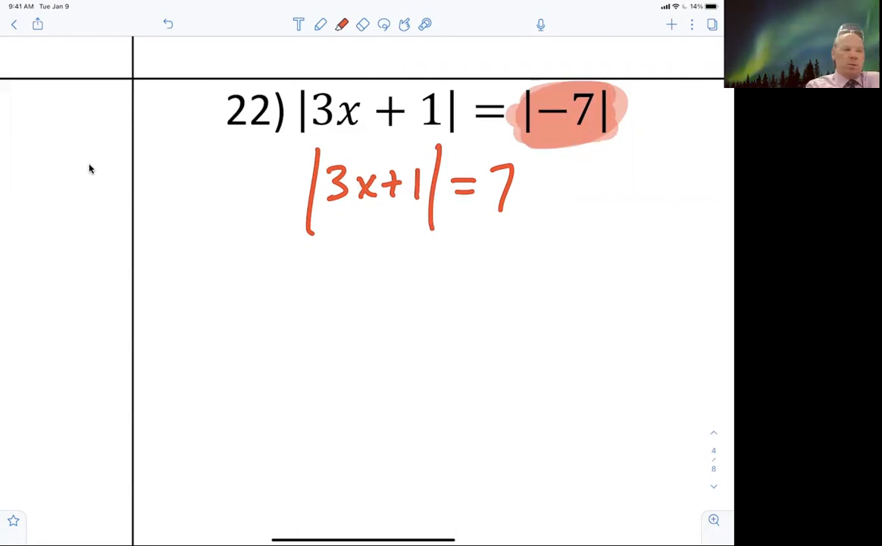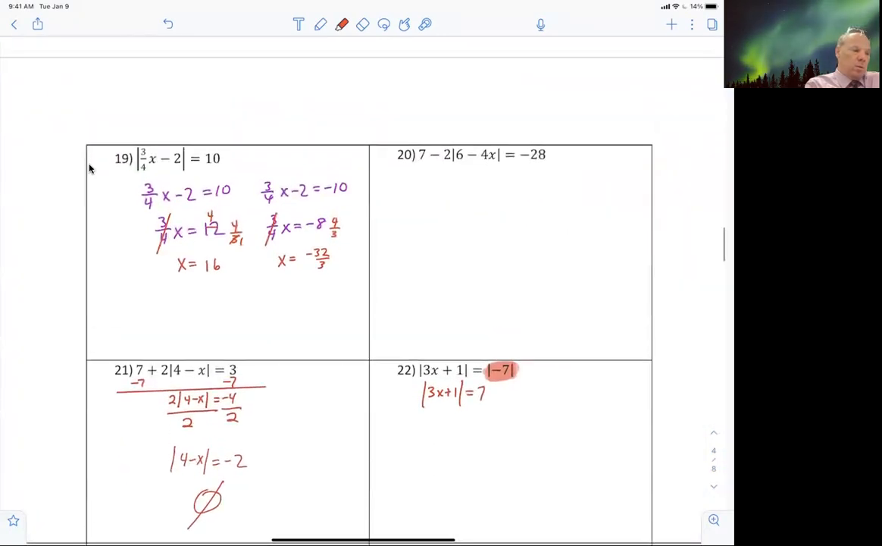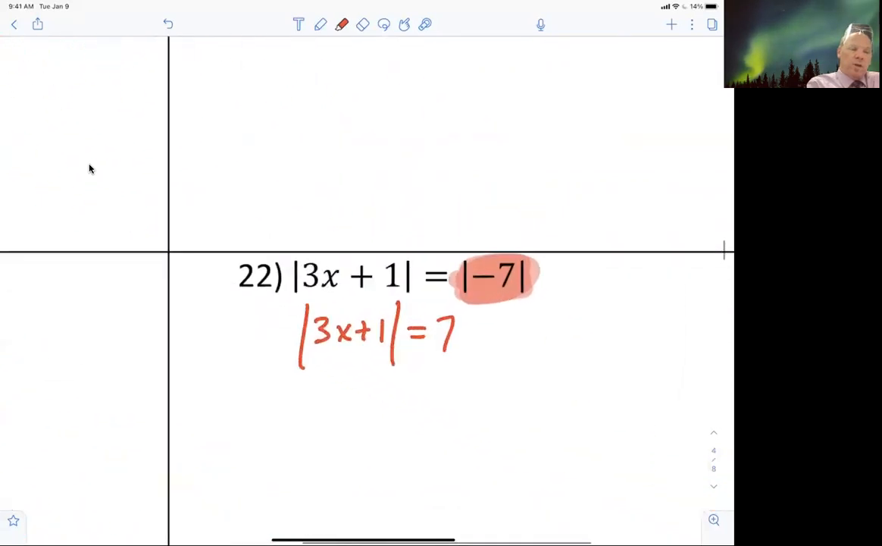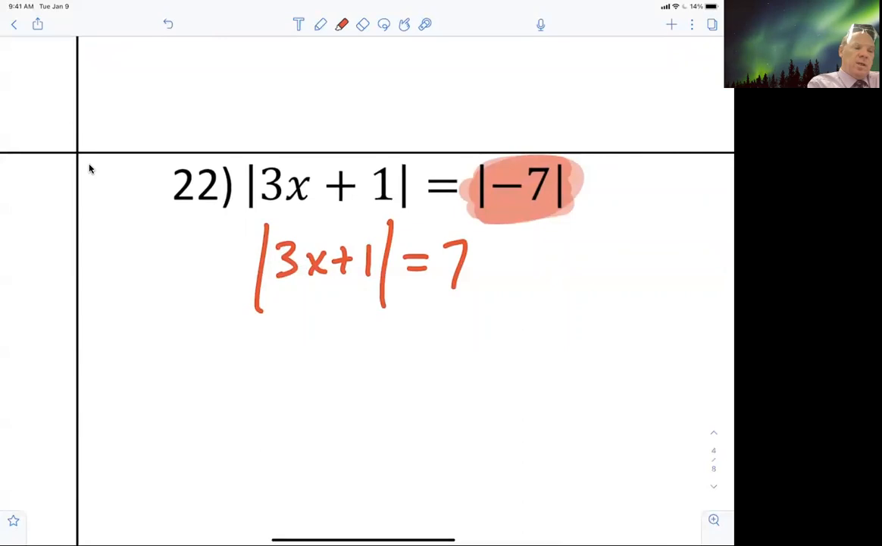Because on number 19, you said you still write it as a negative, like subtracting 2 and not adding. It's an absolute value. This one over here, kiddo, is different because it's not a variable. There's no variable over there. Do you hear me? Yeah.